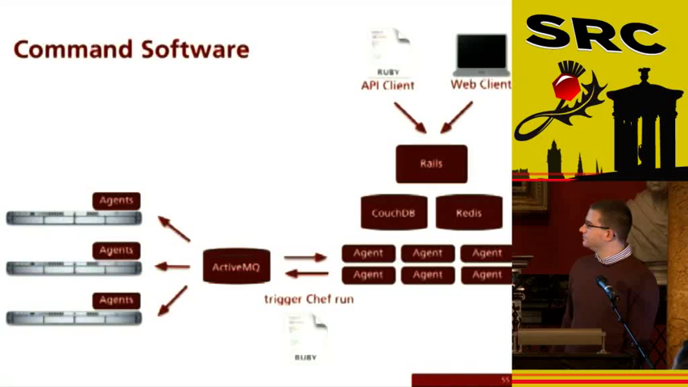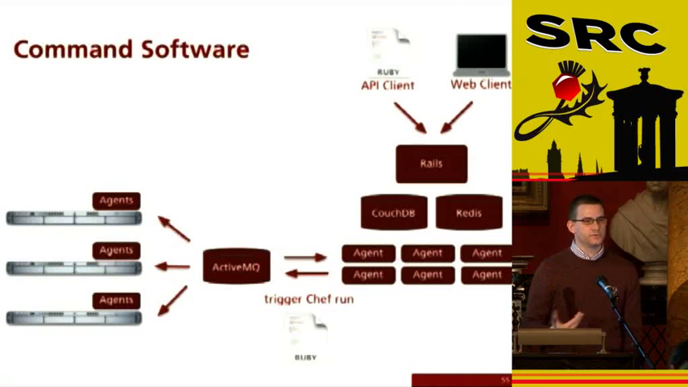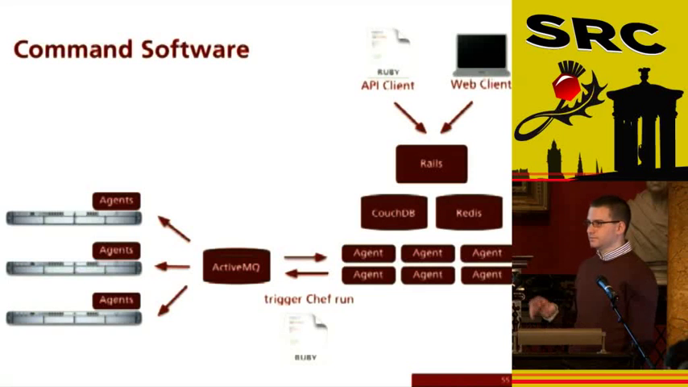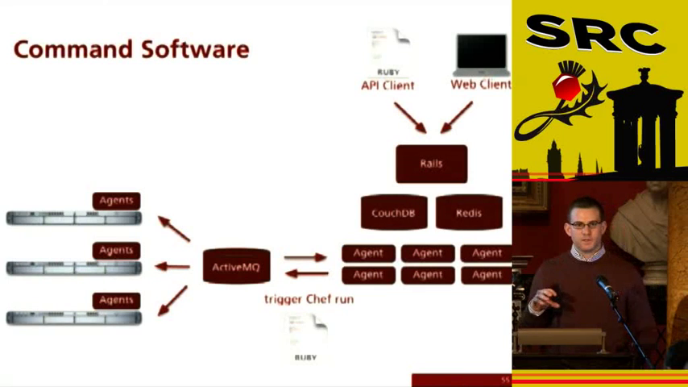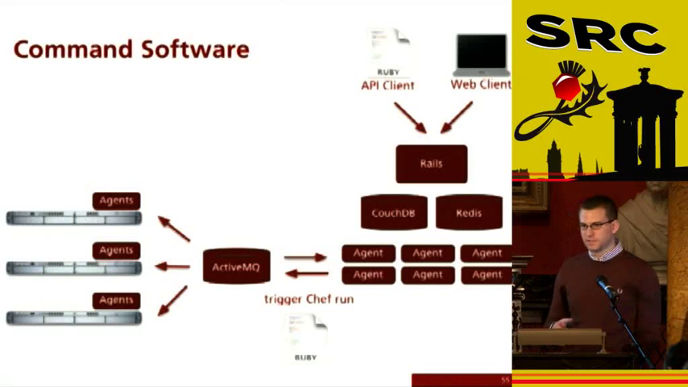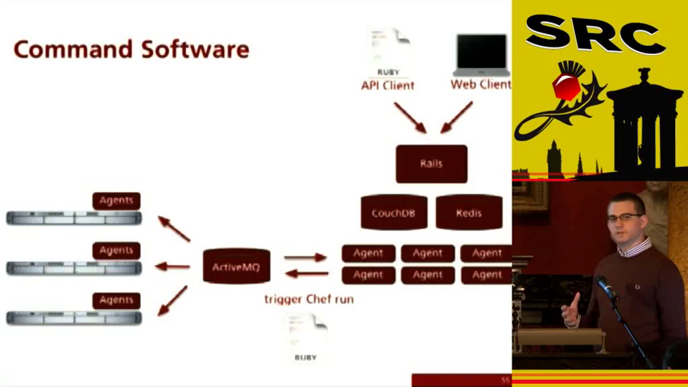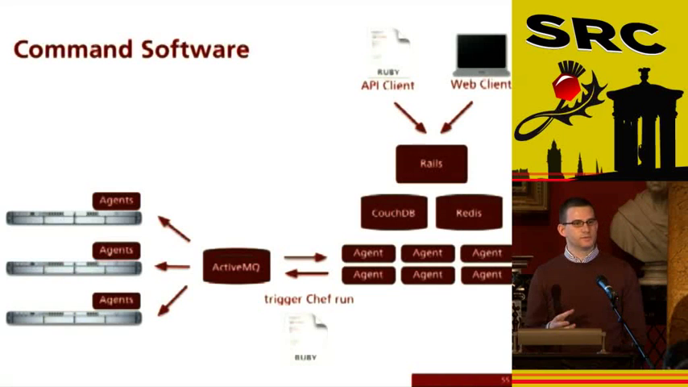So in our case, the architecture looked like this. We had a very simple Rails app that is the endpoint for the user, either via API or via the web, which just manipulates this storage that I just showed you, this model of a role or of a cluster. In our case, we store it in CouchTable and Redis, but it's basically just a means to manipulate a model that you have of your system.